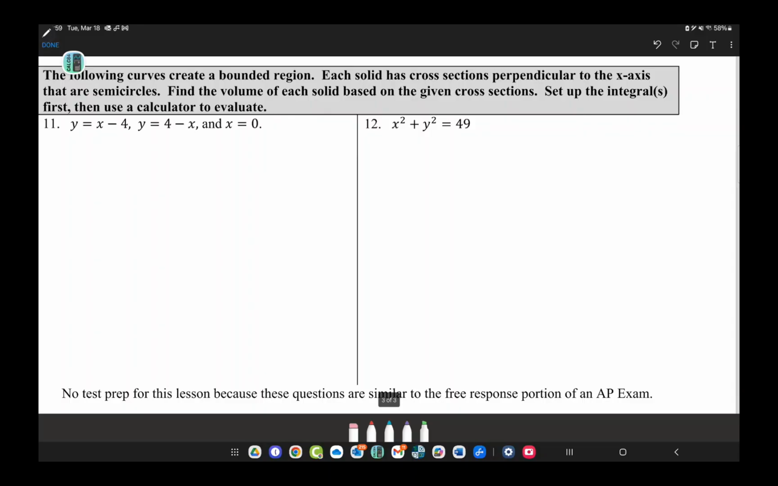So what shape is that? If you have semicircles in a circle, what does that create? A hemisphere. So you could just find the volume of the hemisphere. It's just half the volume of the sphere. Volume of a sphere is what? 4/3 pi r cubed. Yeah, I know how to do those.